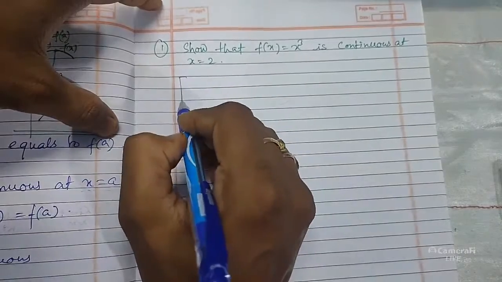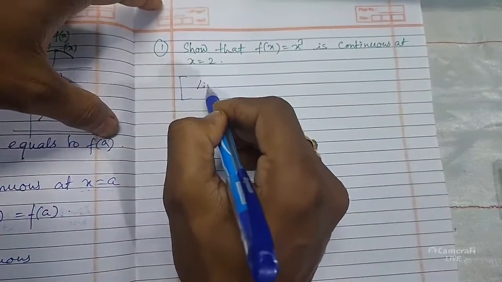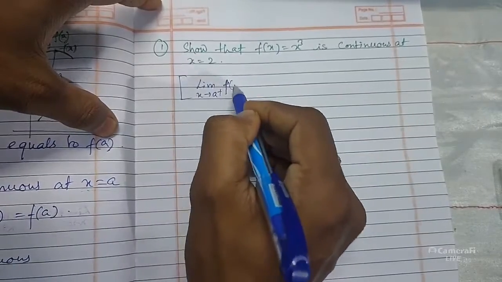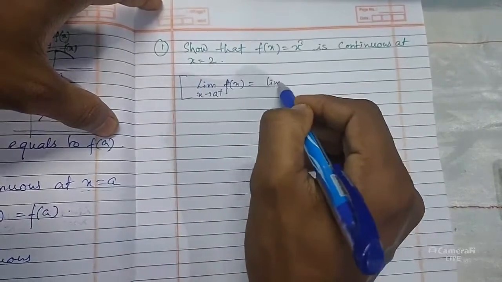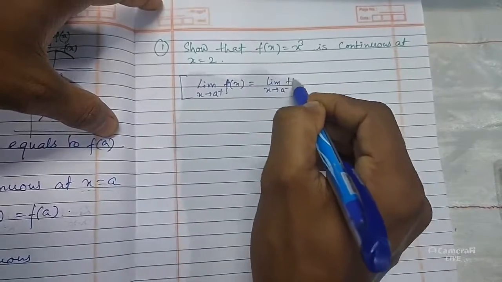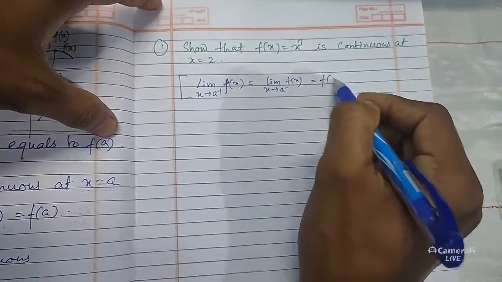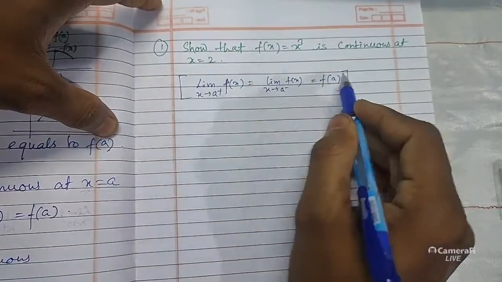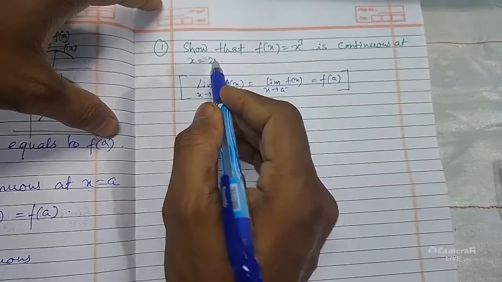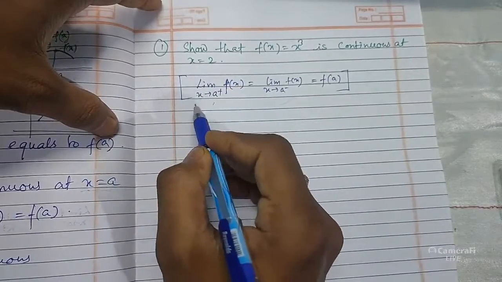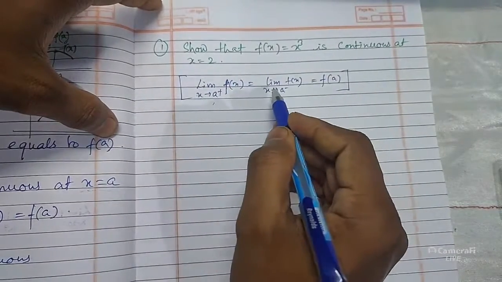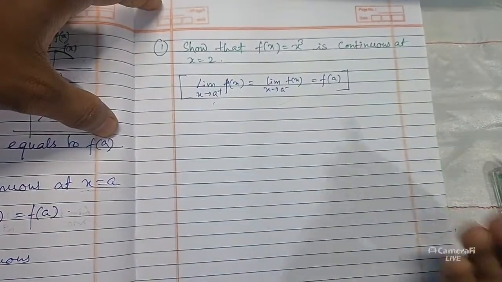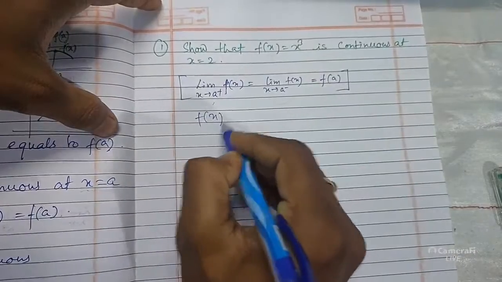So our target is to check that the limit as x tends to a plus of f(x) equals the limit as x tends to a minus of f(x) equals f(a). This is the definition, and we have to check it. In the place of a, 2 is given. So we have to check the limit as x tends to 2 plus of f(x) equals the limit as x tends to 2 minus of f(x) equals f(2). Now f(x) is given here as x cube.